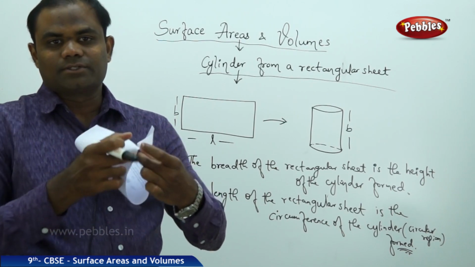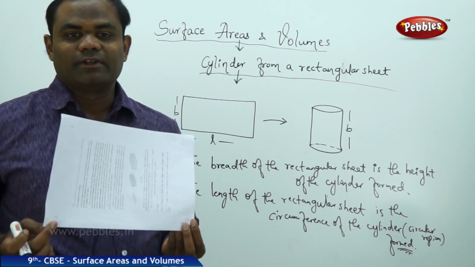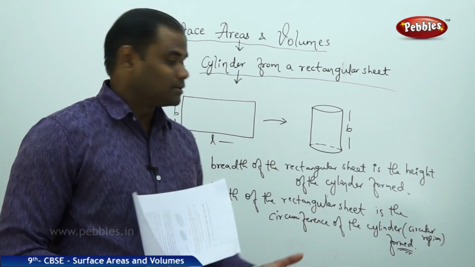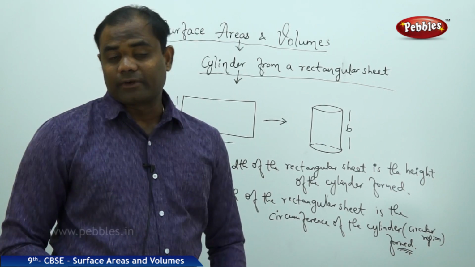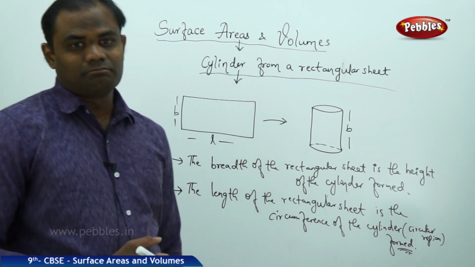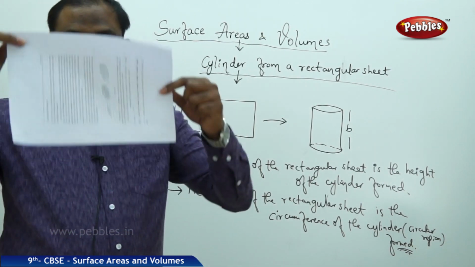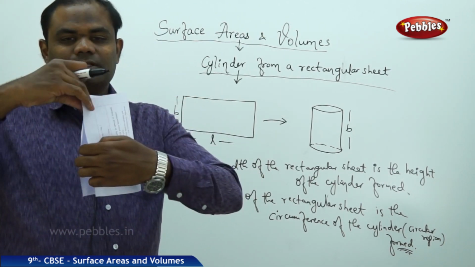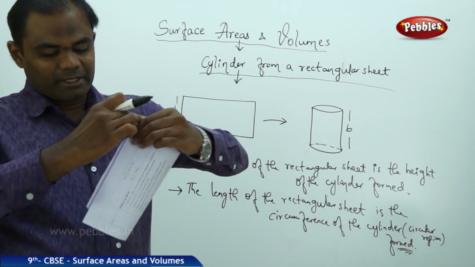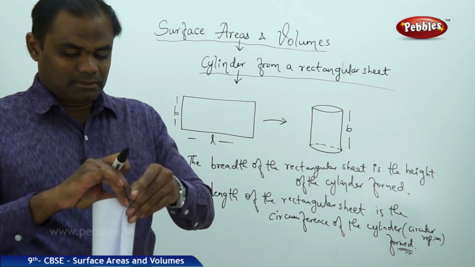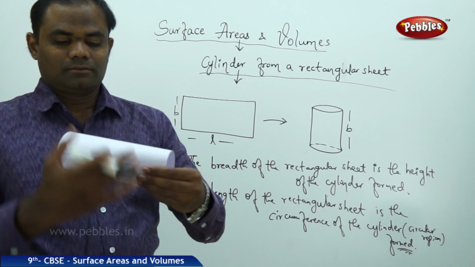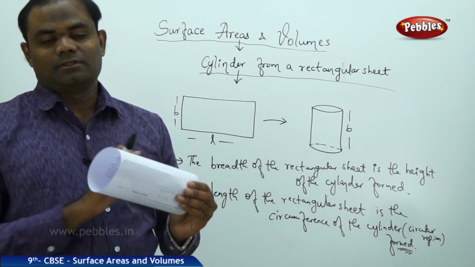This is the circumference that forms with the length of the rectangle. So the breadth becomes the height of the cylinder and the length becomes the circumference of the cylinder. So let's see how they are related. The same sheet of paper, which is a rectangle, now becomes a cylinder, curved and with a circle.